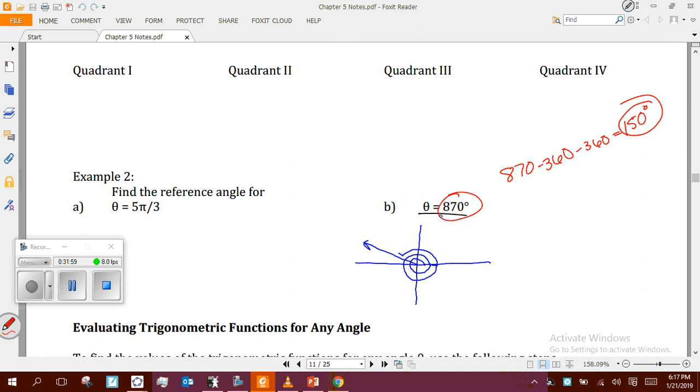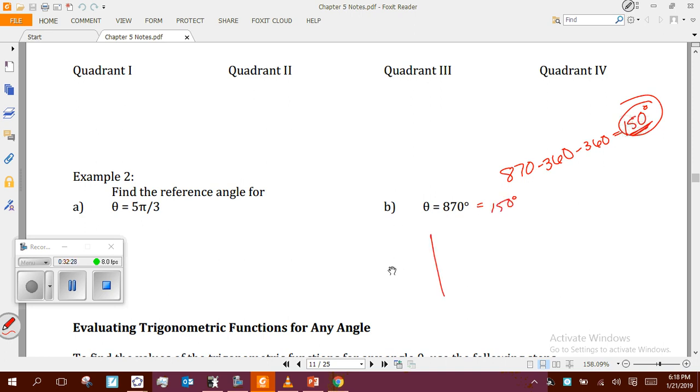That's kind of a pain to deal with. 150, a little bit easier to deal with. And the nice thing is that everything that I know about 150 degrees will be identical to everything I need to know about 870. So when they give you these angles of theta that are bigger than 360 degrees or bigger than 2 pi, first want to reduce them down to a number between 0 and 360. Okay, so in this case, or a number between 0 and 2 pi. So in this case, I'm going to remove 360 two times and I get 150 degrees.